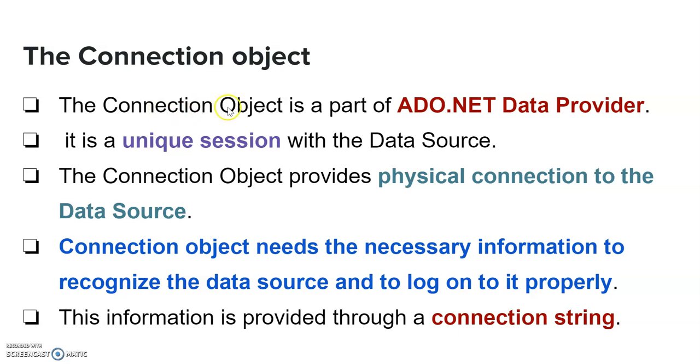Now this connection object provides a unique session with the data source. So when a connection object creates an object and it is connected with the data source, then it will create a unique session. That is, a session will be different for every connection object. It will provide the physical connection to your data source.